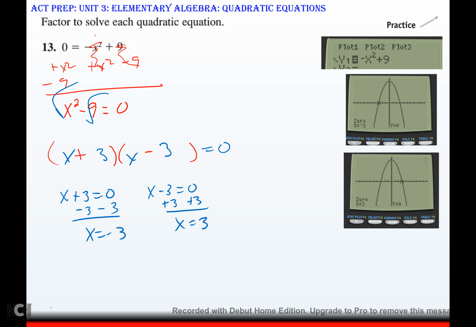And if we look at the graph, there's my parabola. Actually, I didn't move it over. I did just graph it upside down. But notice, does it cross at 3 and at negative 3? Yes, it does.